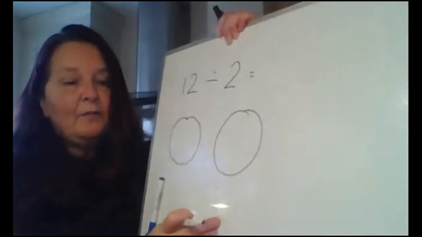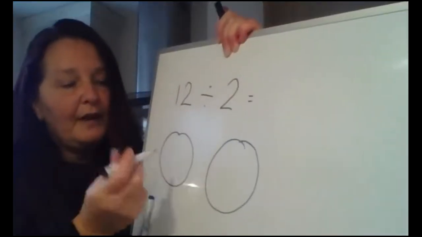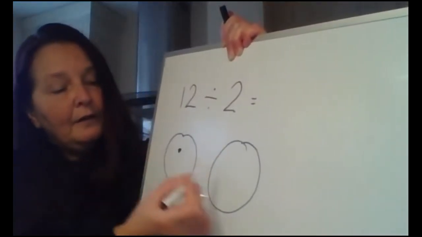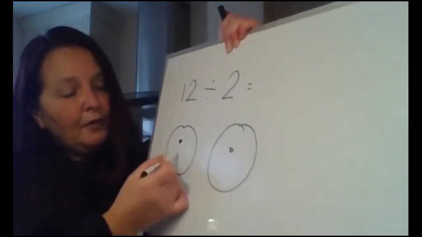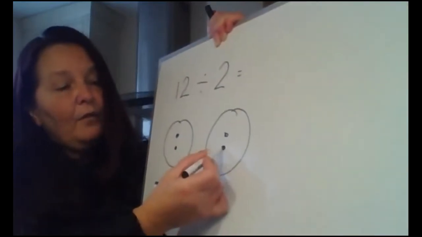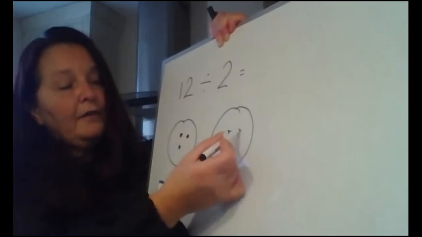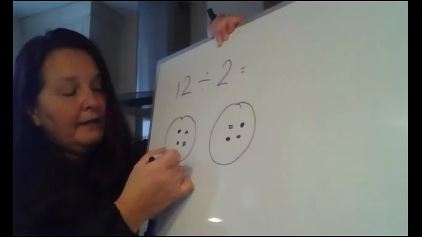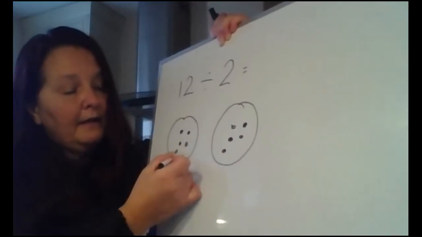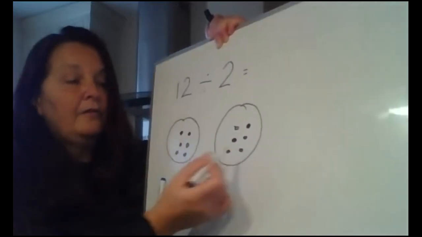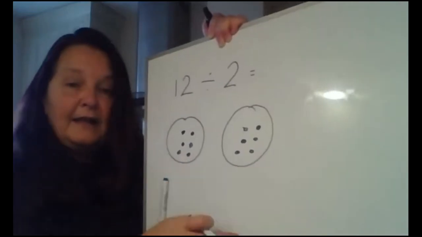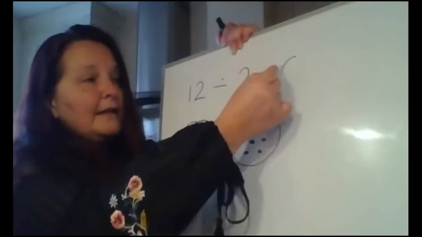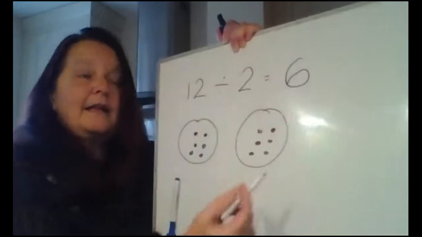So let's see if I can work that out. I've got 12 things. 1, 2, 3, 4, 5, 6, 7, 8, 9, 10, 11, 12. And I can see there's 6 things on each plate. So my answer is 6.